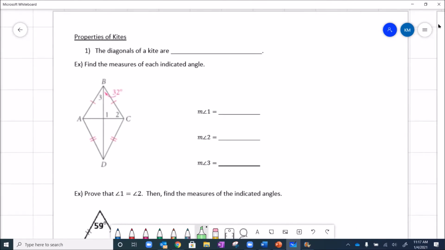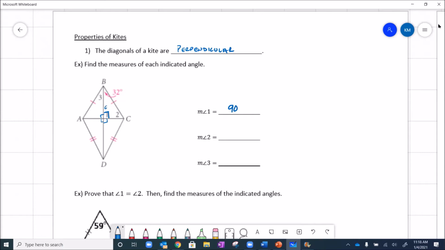All right, the diagonals of a kite are perpendicular. The diagonals of a kite are perpendicular. So we can use this to find the measures of the indicated angles. When we talk about perpendicular, remember that means they meet at 90 degrees. That means all of these would be 90. Only one of them is labeled for us. It's 90. Now we can find the rest of these values though.